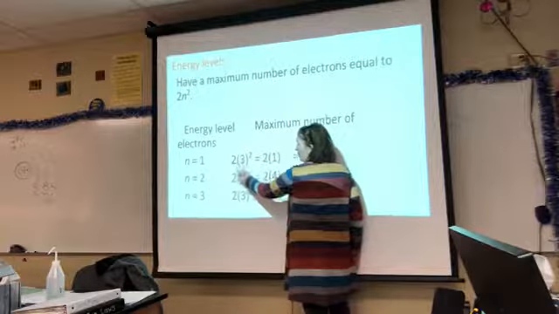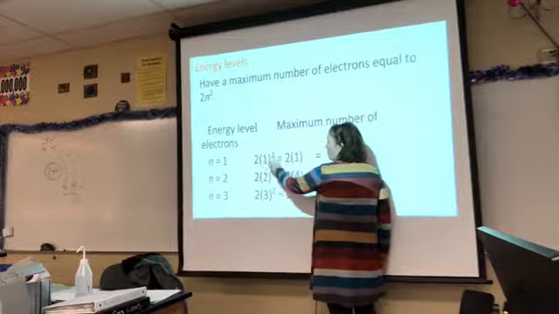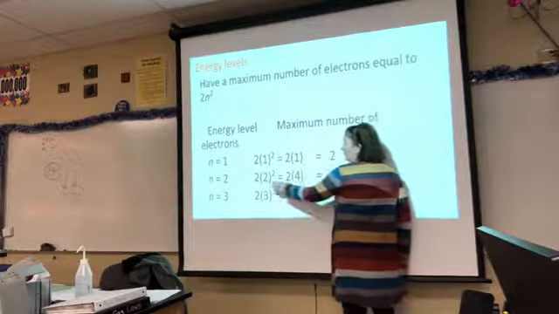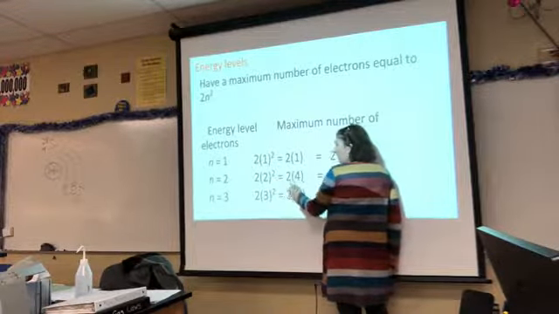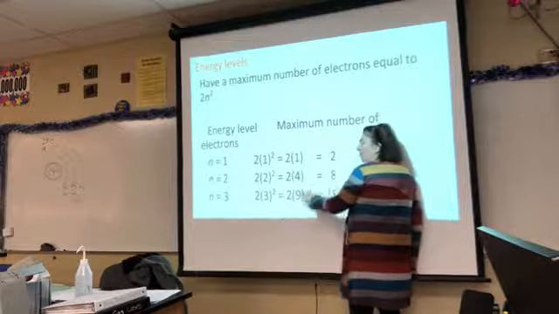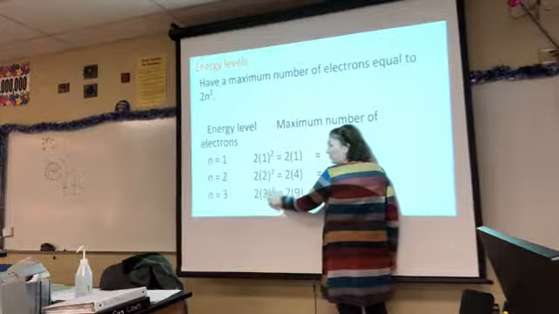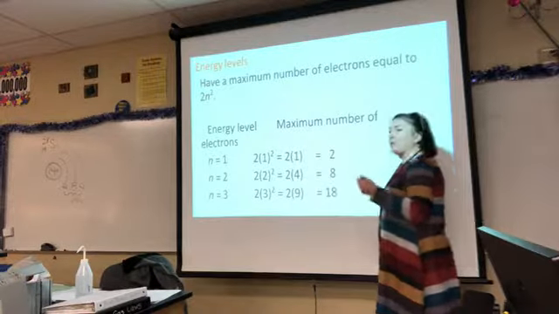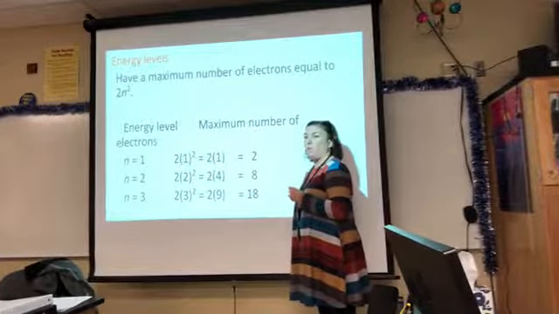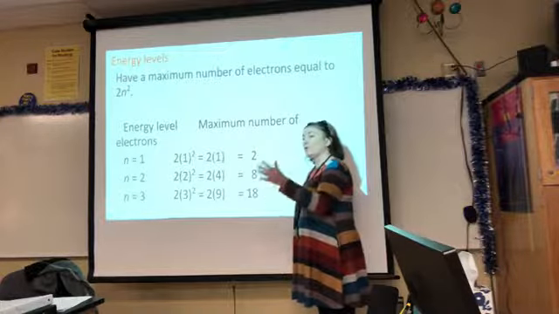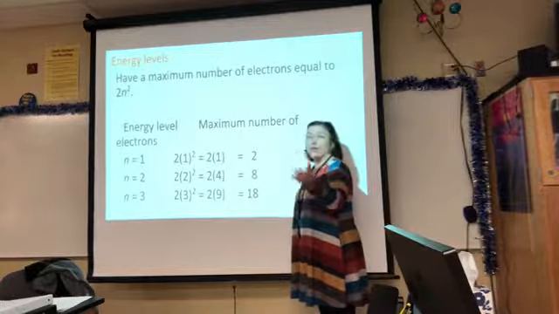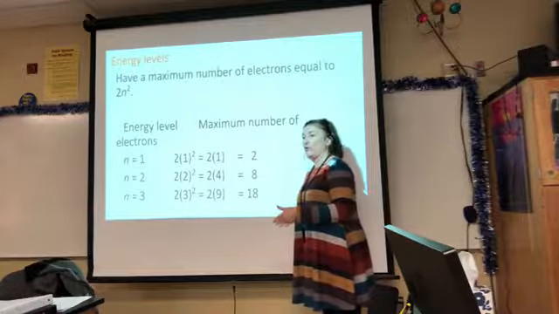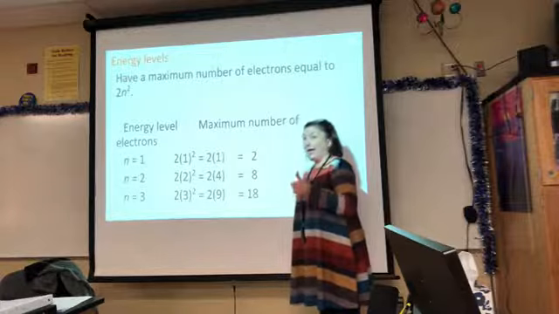So the first energy level here, 1 squared, so 1 times 2 gives me 2 electrons. 2 squared is 4. That's how I get 8 electrons. The third energy level, 3 squared is 9 times 2 gives me 18. How many would be in the fourth energy level? 32. Because 4 squared is 16 times 2 is 32. That's how we determine how many electrons are in the energy levels.